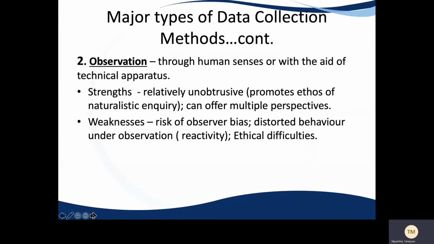The second major type is observation, and this is really to do with, as the word says, watching. It is entirely based on people using the human sense of observation. You know, they watch, they listen, and they feel, and those types of things would generally fall under observations, or sometimes people do so with the aid of technical apparatus.